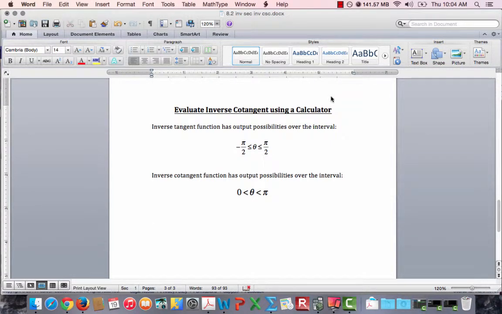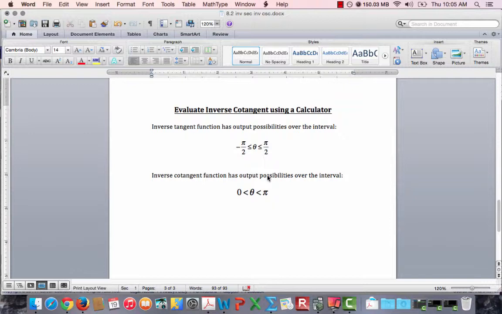In this video, we're going to talk about the scenario where we need to use our calculator to determine the value of the inverse cotangent. We would need to use our calculator if we're looking to find the value of an angle that is not a known angle or one of the angles that's on our unit circle.